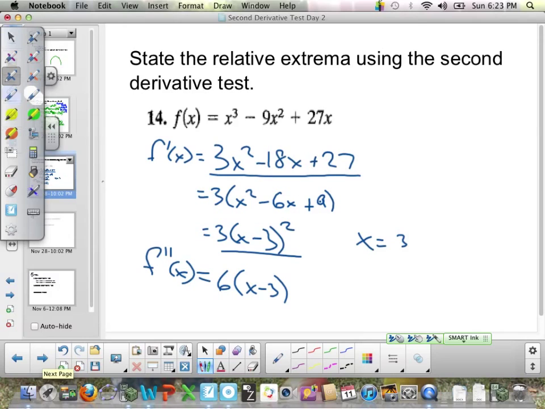If I plug 3 into that, the second derivative at 3 is 0. So it is not a max or min. It may be an inflection point.